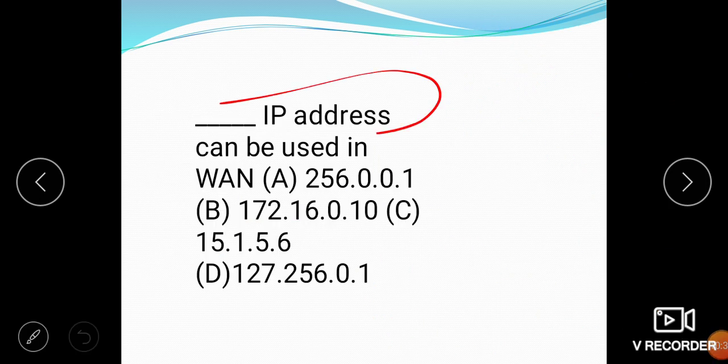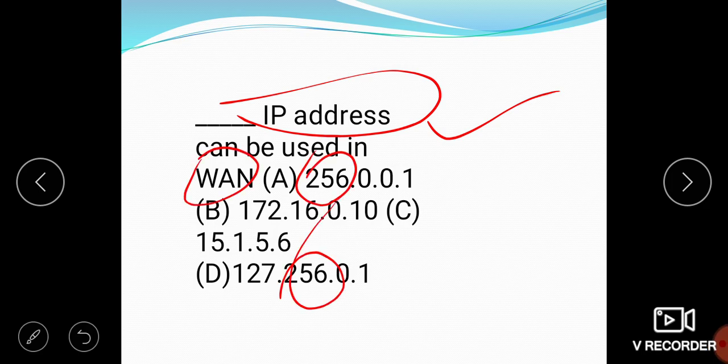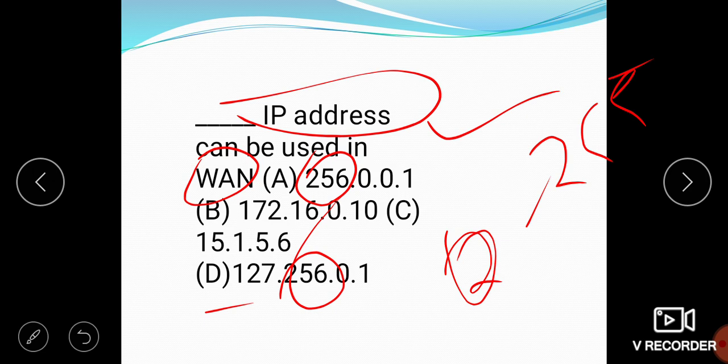In this question, which IP address can be used in a WAN. Here you can see that this is 256 and this is 256, so options A and D are eliminated because the range is 0 to 255, so they are out of range. Now next, 172. We all know that 172 is used in private addresses. So option C is correct.